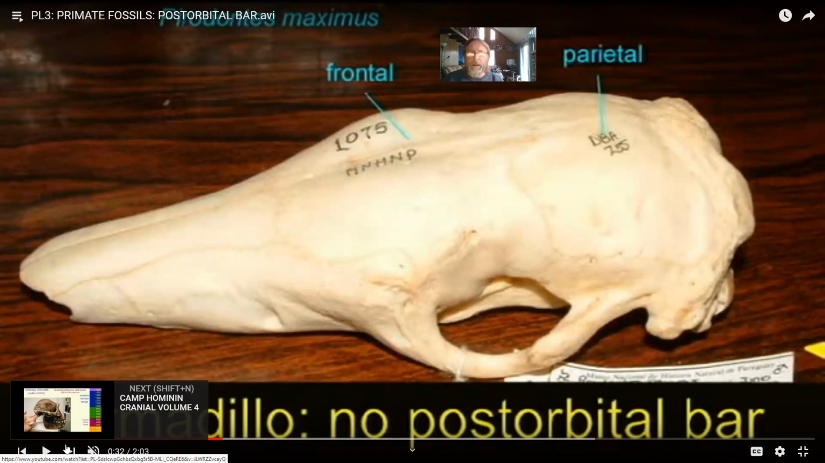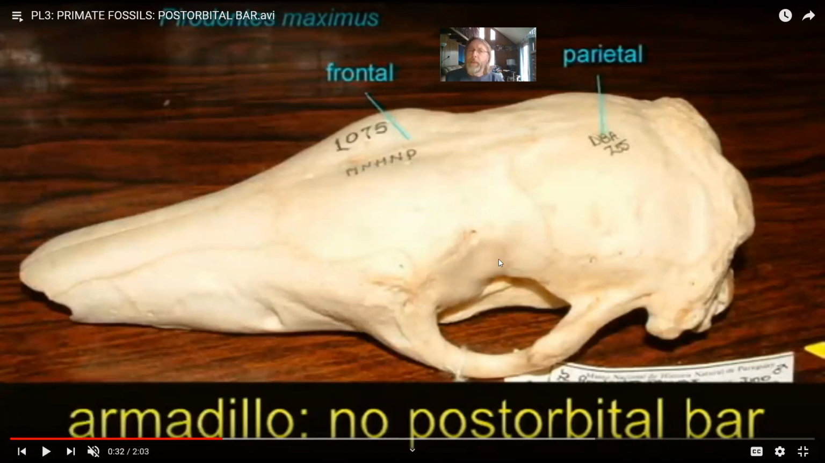These eyes apparently didn't need that much protection. The first mammals then did not have a separation between where the eye was and where the jaw muscles were. And if you look at a lot of mammals today, so for example, here's the head of an armadillo. This is where its eye would be. This is where its jaw muscles would be.